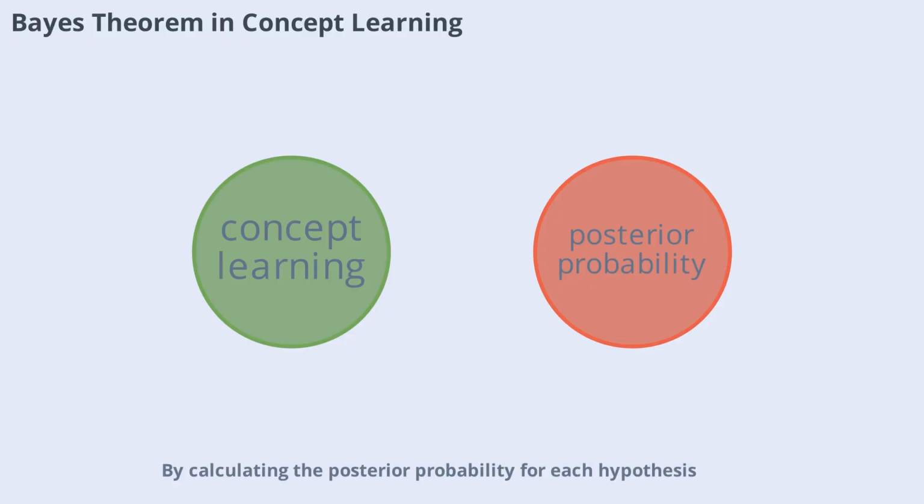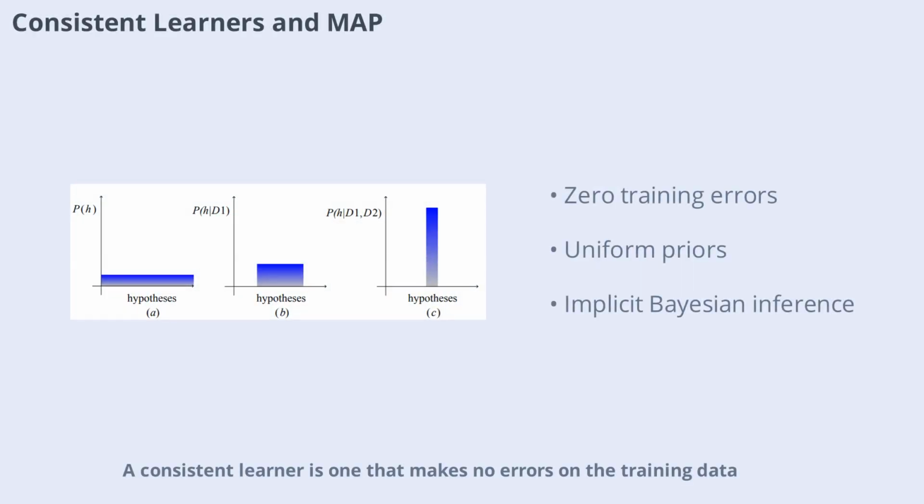Bayes' theorem isn't just for medical tests, it's also central to concept learning in machine learning. By calculating the posterior probability for each hypothesis, we can identify the most likely concept that explains our training data. This brute force approach, while sometimes computationally intensive, provides a clear and principled way to select the best hypothesis from a set of candidates.